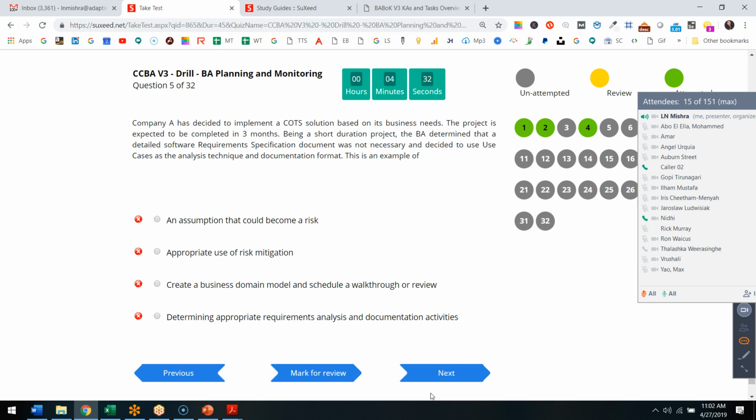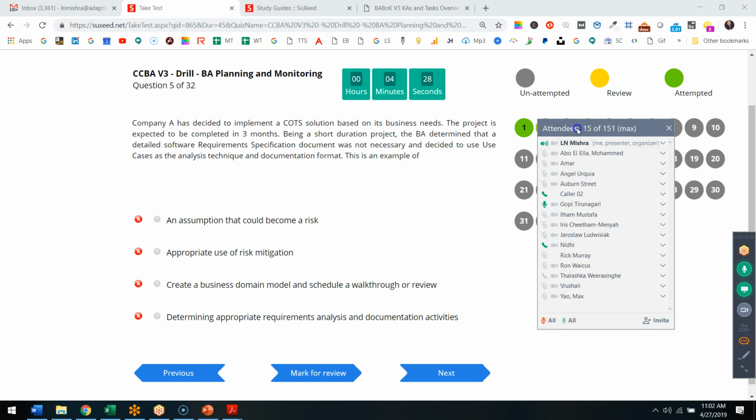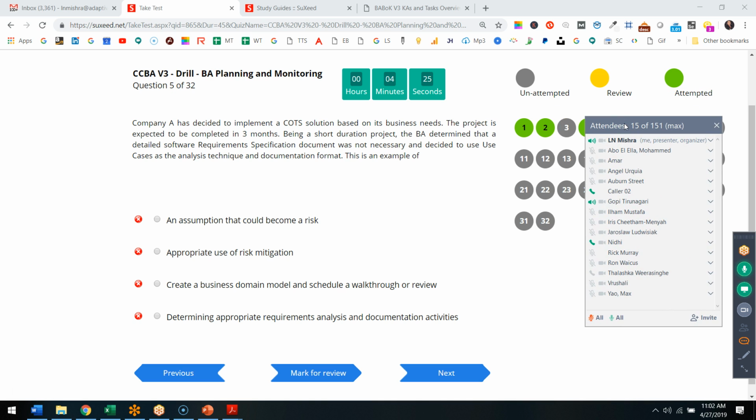Okay, good. Then the last question. Yeah, so I think this is for me, right? So this is, I would say, the last one. Number 4, determining appropriate requirements analysis and documentation activities. Very good. That is the right answer.